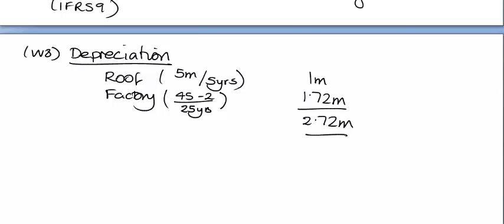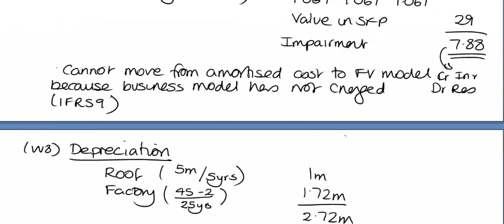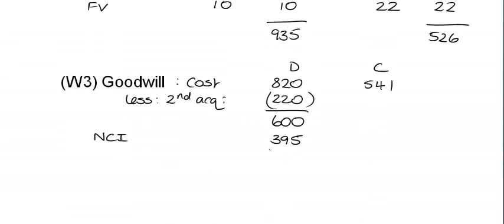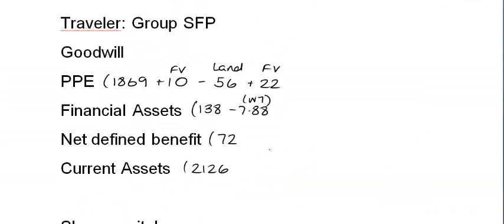And when you depreciate, what do you do? Well, you debit income statement and you credit assets. So let's put that through as a journal. I'm going to go up to reserves, depreciation from working number 8 is 2.72 million, and I'm going to reduce the value of the asset itself. PPE less 2.72 million from working number 8. So that's note 5.